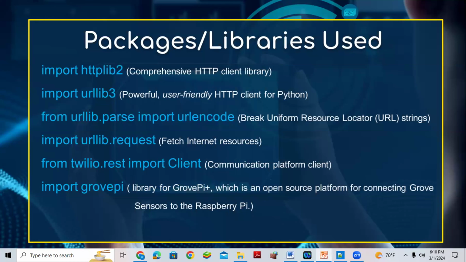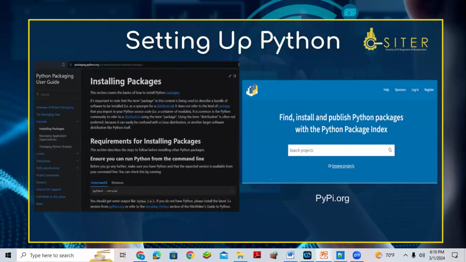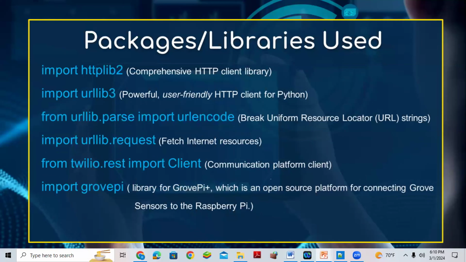These packages are available on pypi.org. You can directly visit this website, download it and install it. There will be no compatibility issues. And they have given here import httplib2, the comprehensive HTTP client library. If you want to go for any communication platform, you can directly use the HTTP client library, and it comes under the httplib2 library.